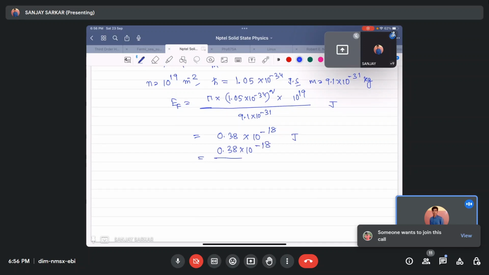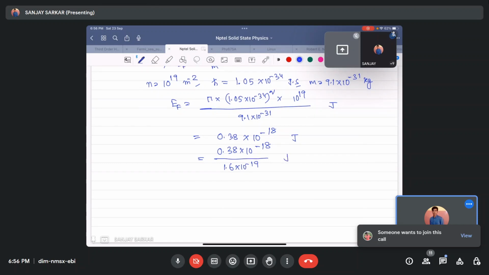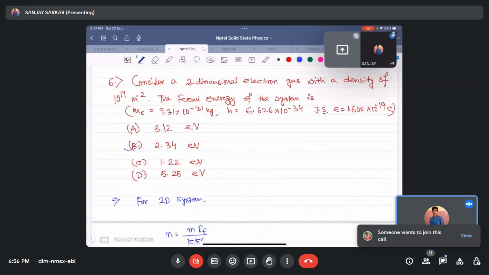So you need to convert it to electron volt, and you have to divide it by 1.6 into 10 to the power minus 19 joules. So it is in electron volt. So 0.38 divided by 1.6, 2.38, yes. So it is 2.38 electron volt. So option B is correct.